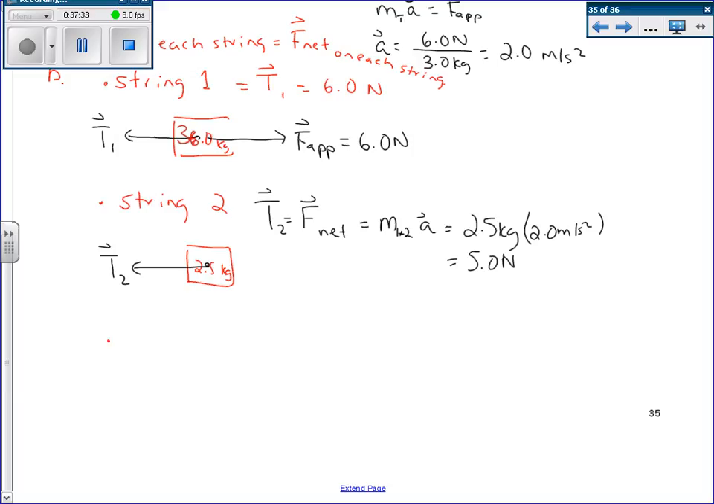That's just the tension. There is no other force. There is a force forward on it, but we're not looking at that in terms of finding out the tension on the string.